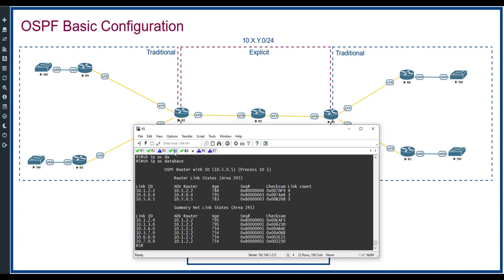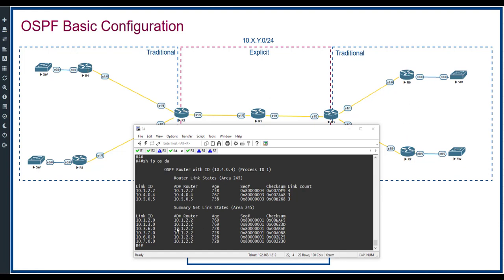Okay, you can compare these two tables. Look at here, R4, then R5, R4, R5. As you can see, all of the contents related to link ID and advertiser router are the same. Only the age is different, which is normal. I will talk about the age; you will learn about it. But for the other information in the database, we have the same information. This means that the topology that we have in the LSDB is the same between router 4 and also router 5.